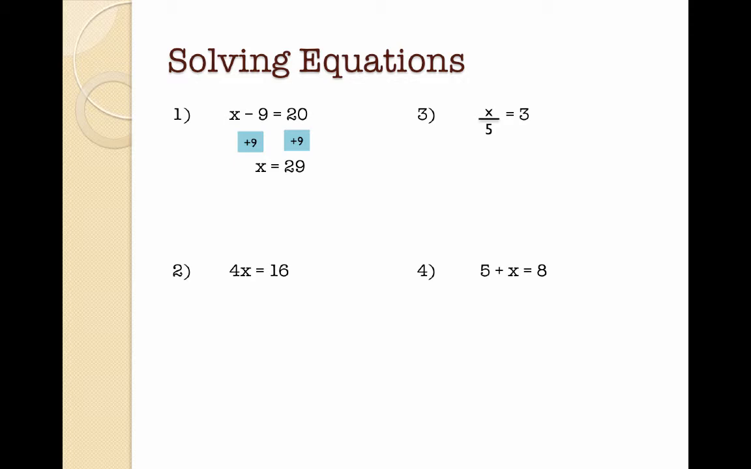Let's look at number 2, 4x equals 16. That is 4 times x equals 16. So I'm going to do the opposite operation of timesing by 4 to both sides of my equal sign. I'm going to divide both sides by 4. If I divide the left-hand side by 4, they'll cancel each other out and I'll just be left with x, which is what I want. 16 divided by 4 is 4.